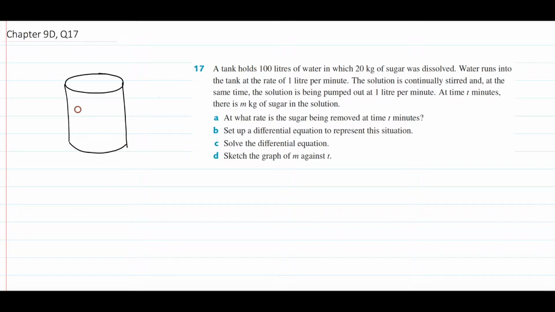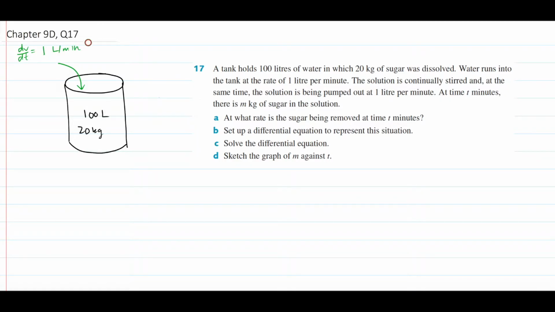So it has 100 liters of water to begin with. And then there's 20 kilograms of sugar that's already dissolved. So just put all the information that they gave us in your tank, and then let's keep reading. Water runs into the tank at the rate of 1 liter per minute. So in this case, there is water coming in. We call that dV/dt because it's the rate of inflow of water, so volume in terms of time. That is 1. So plus 1 liter per minute.